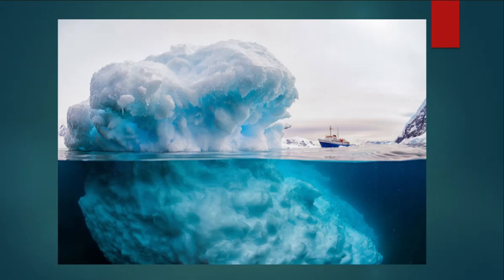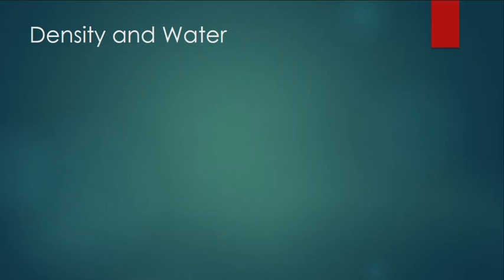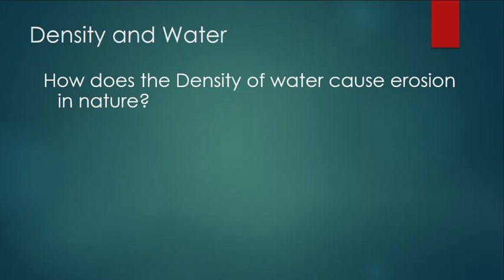That's what it would look like, though. That's what it would look like if it was real. So, how does nature of density cause erosion?